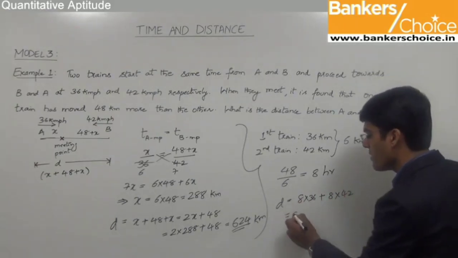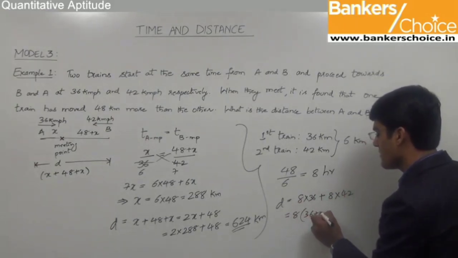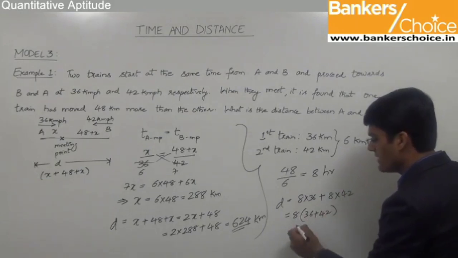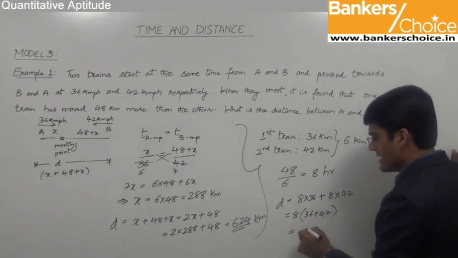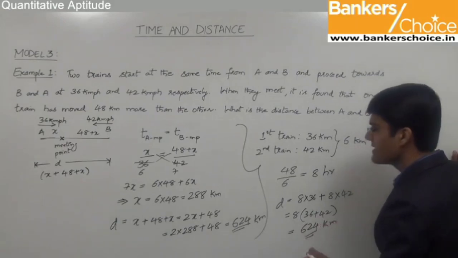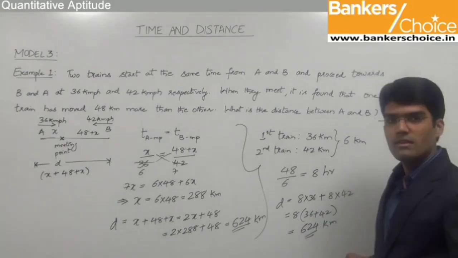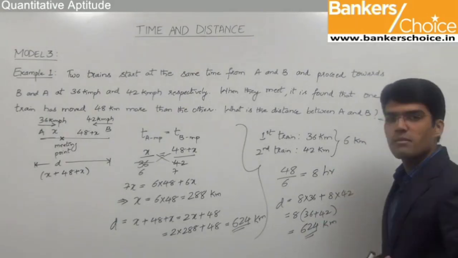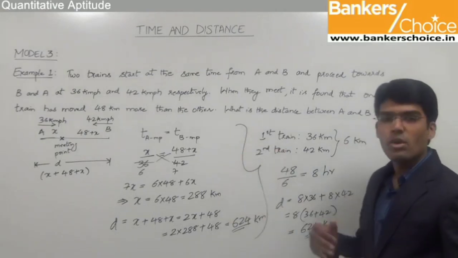So by taking 8 common here, we get 36 plus 42. And by solving this, 8 into 78 will be equal to 624. So we can say that the total distance here is 624. So friends, this is how we can solve the problem in a smart way without writing all these steps.